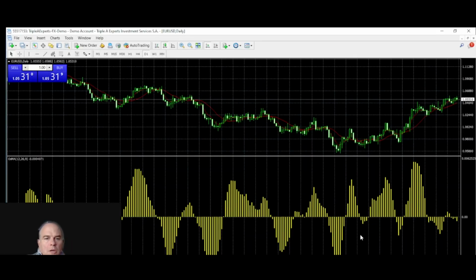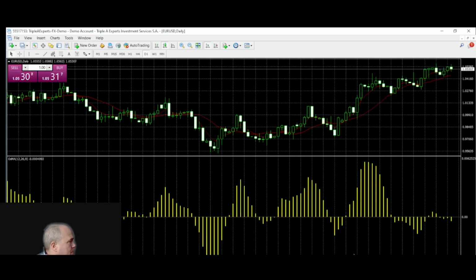Okay, so as I was saying, positive divergence here. I'm going to zoom this in a little bit. Higher low. Entry would be in this area.